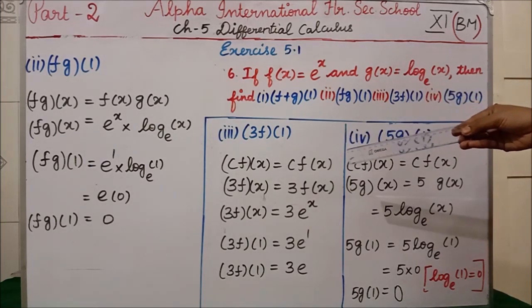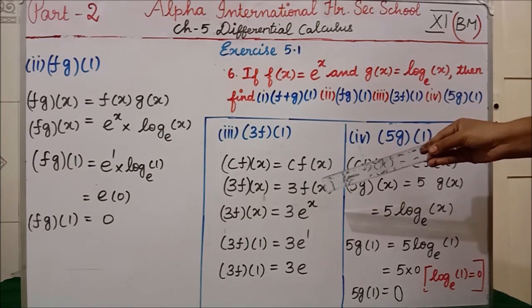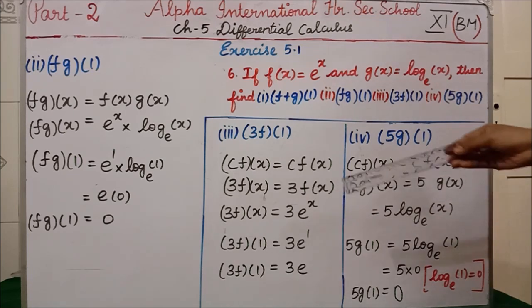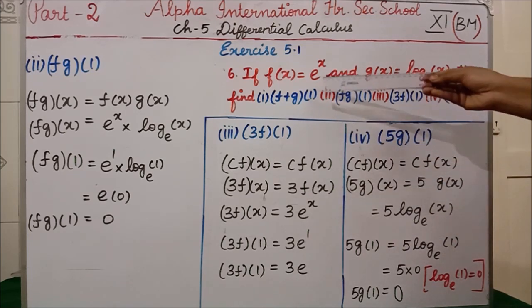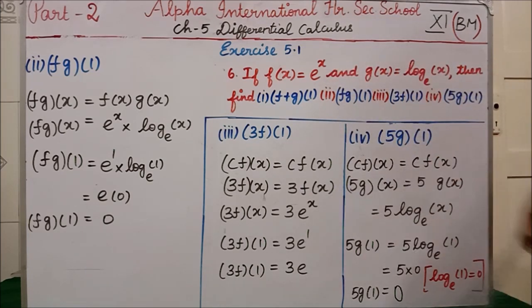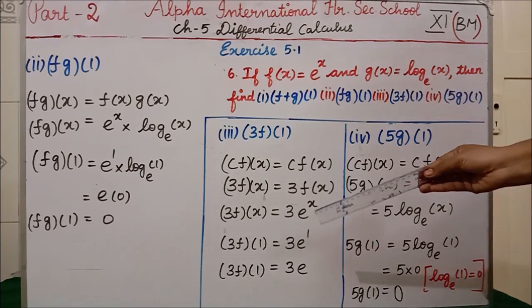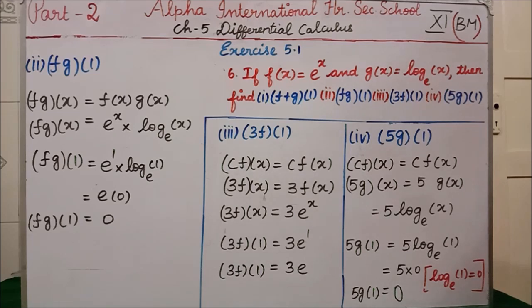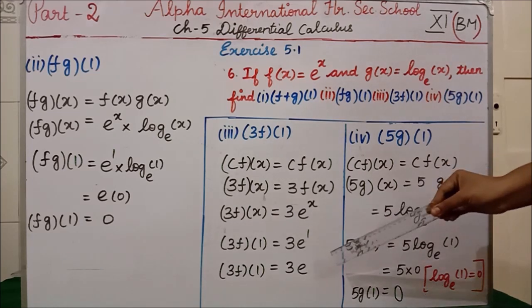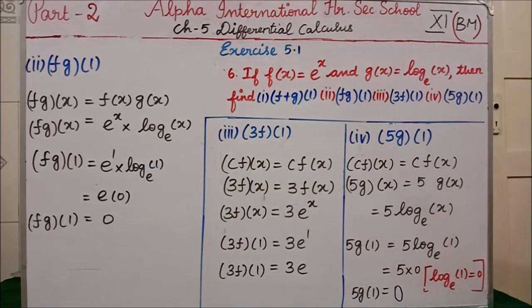So 3 f of x is equal to c is 3 f of x. Next step, 3 f of x value we know it is e power x. So substitute here. But they need 3f into 1. So here also wherever you are having x you put 1. 3 e power 1 is what? 3e. Clear all of you, the third subdivision? These are all very simple problems.